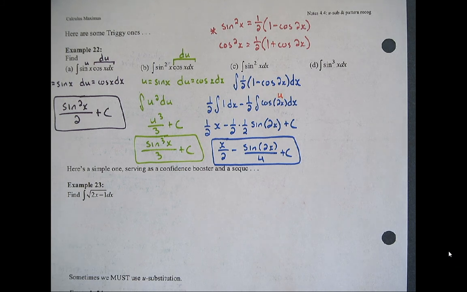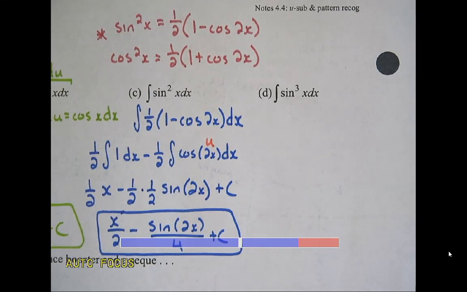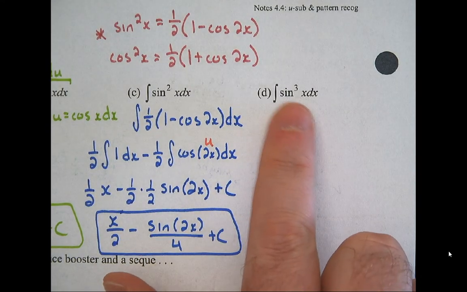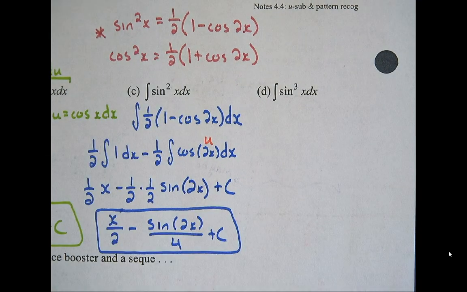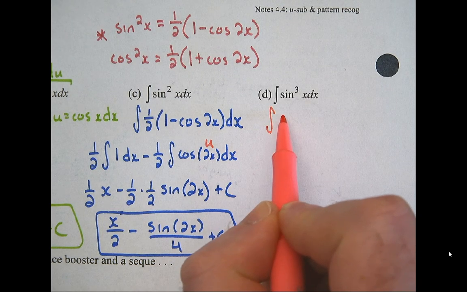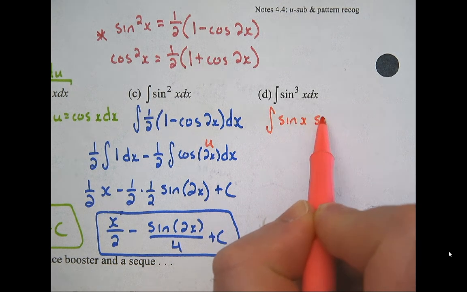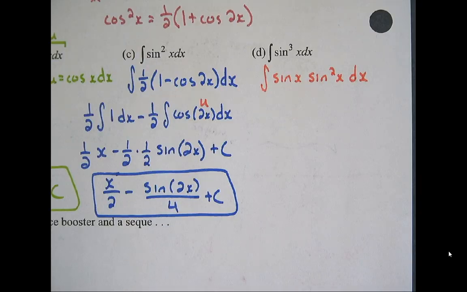So the last one, part D there, we're in a similar boat. I'm going to try to use one of these identities, but these are only for squareds. So think about what you could do with sine cubed to try to get it so that we could use one of these identities. Hopefully you came up with that you could split it up into a sine and a... So I can break this into the integral of sine of x, sine squared of x dx, and now I can use one of those substitution moves.